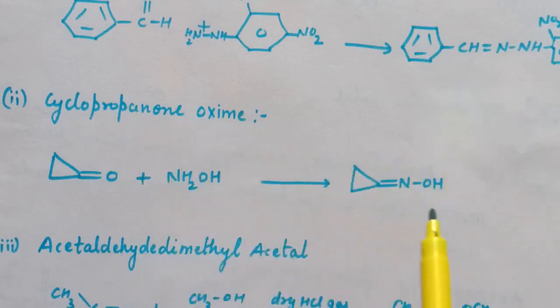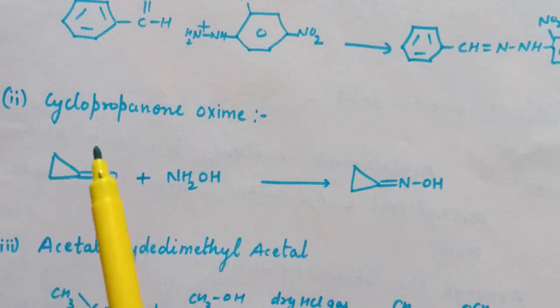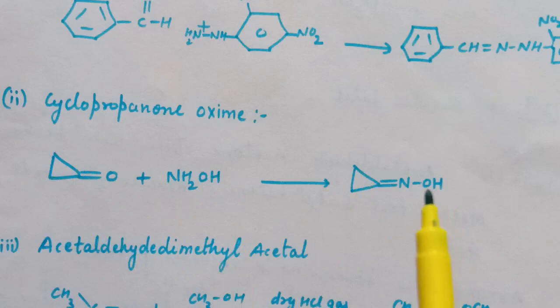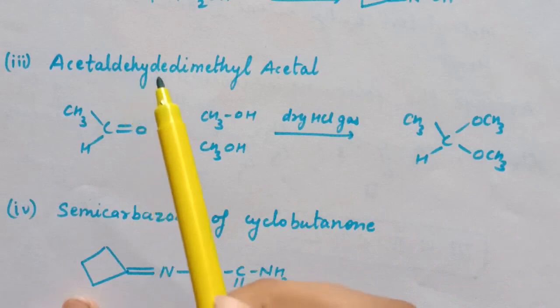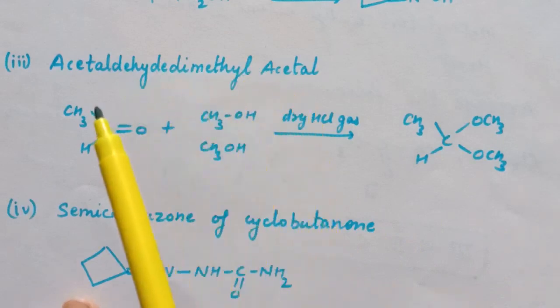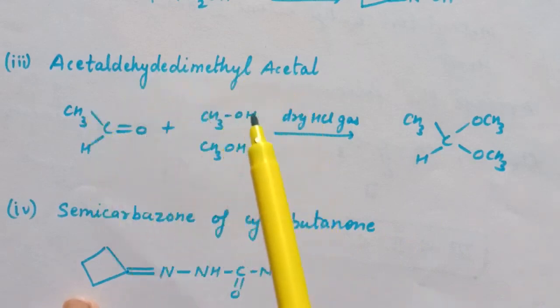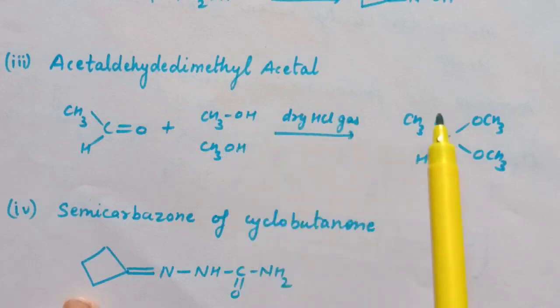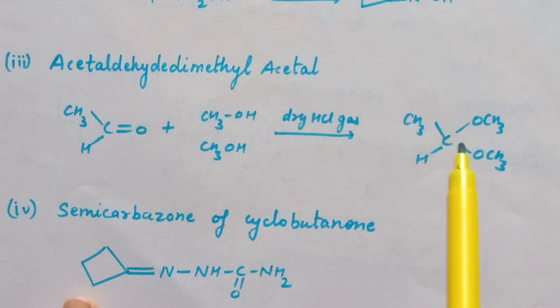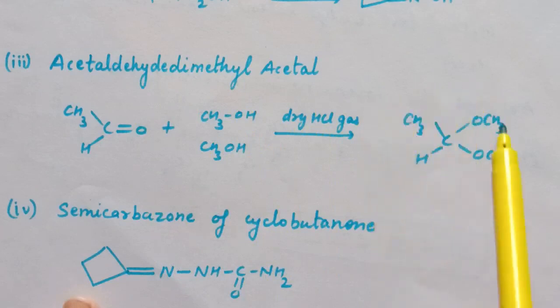Next is cyclopropanone oxime. This is the structure for cyclopropanone oxime. This is cyclopropanone. Reaction of cyclopropanone with hydroxylamine results in the formation of cyclopropanone oxime. Third is acetaldehyde dimethyl acetal. Reaction of ethanol with two molecules of methanol in dry HCl gas results in the formation of acetaldehyde dimethyl acetal. This is the structure of acetaldehyde dimethyl acetal.